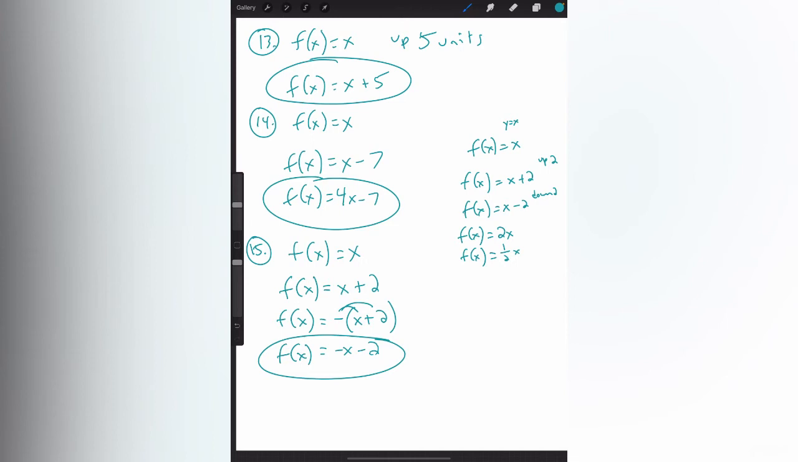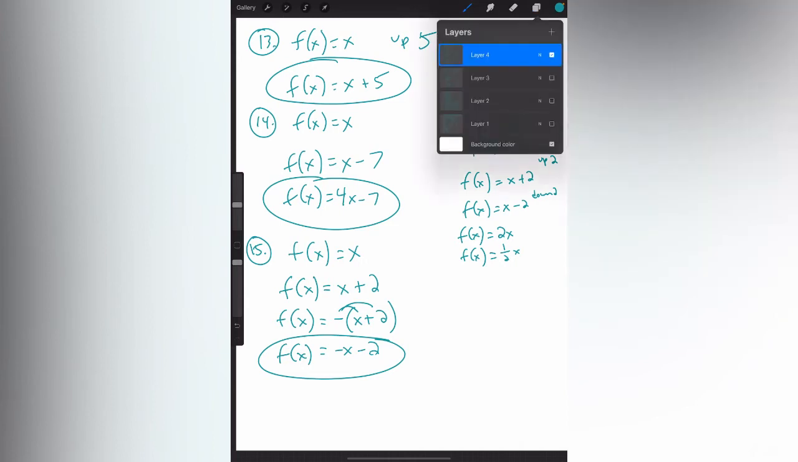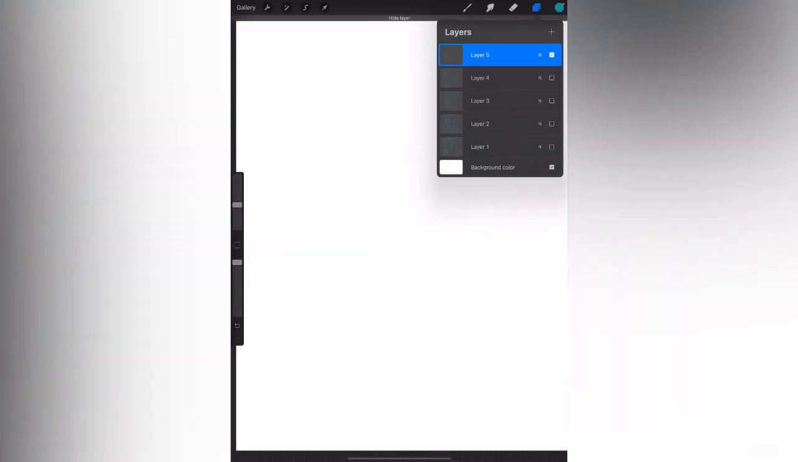Moving on to number 16, we're going to start talking about absolute value, and we're going to deal with a new parent function. So I'm going to go ahead and move to number 16 here. Okay, so the new parent function we were dealing with was f of x is equal to x. The new parent function we're going to talk about is f of x is equal to the absolute value of x.